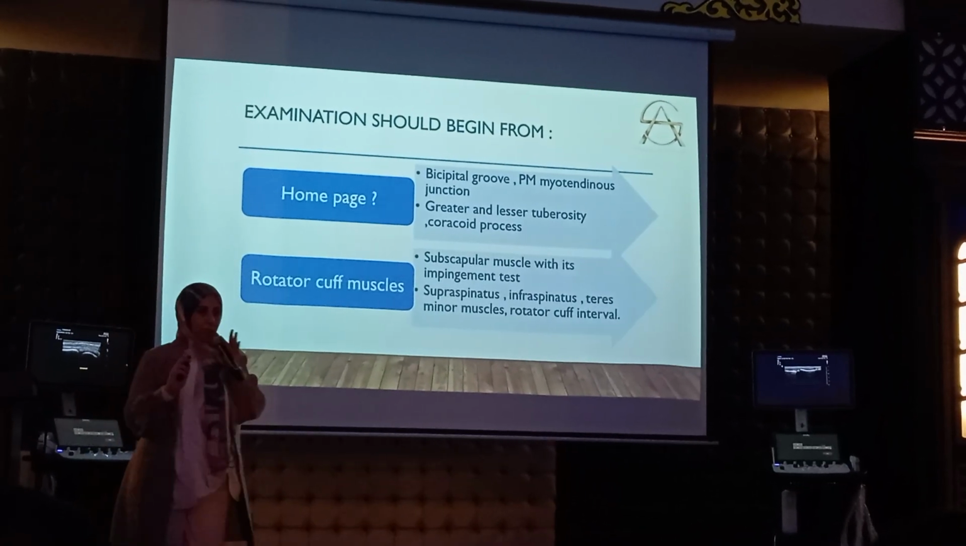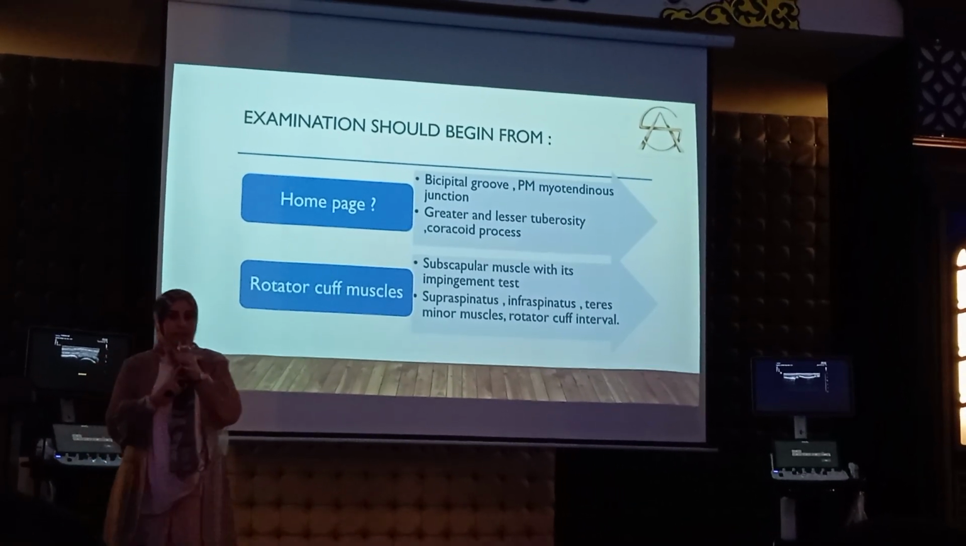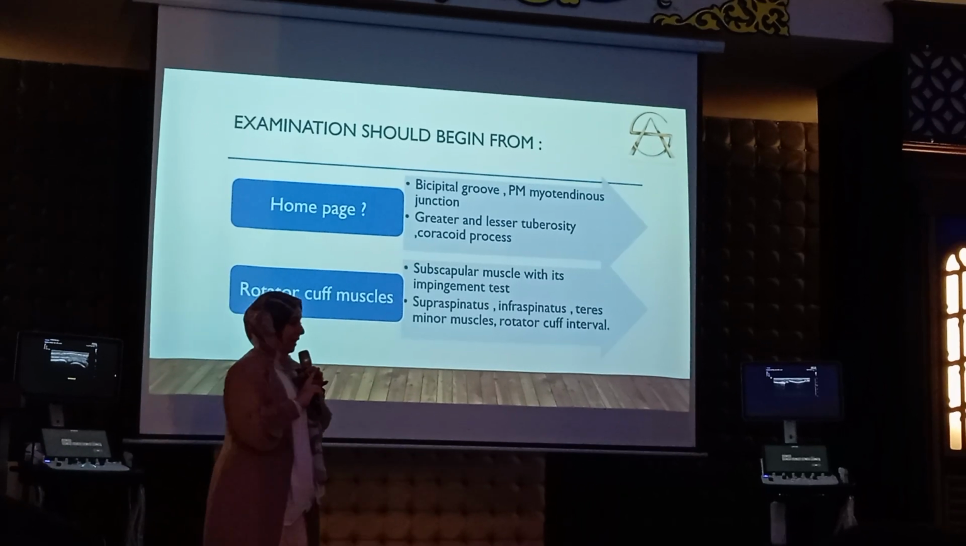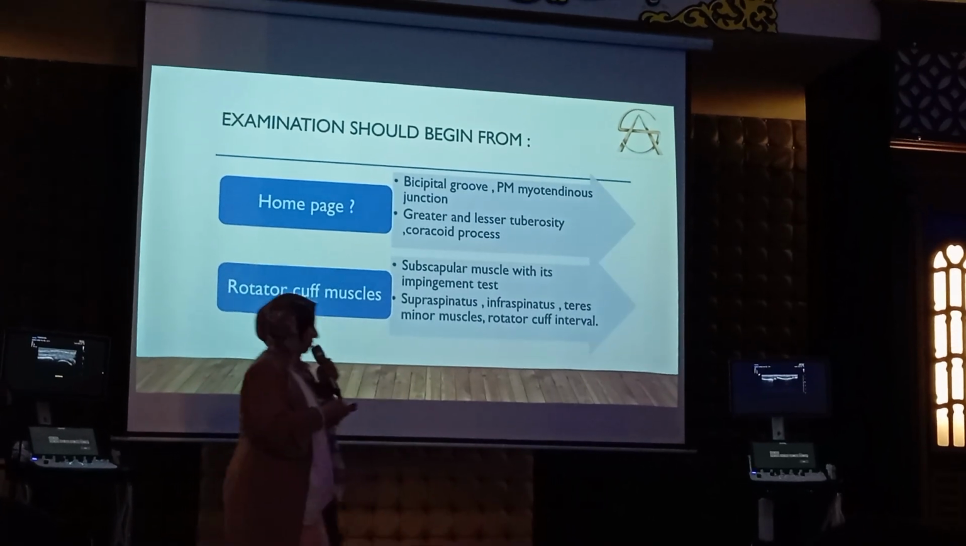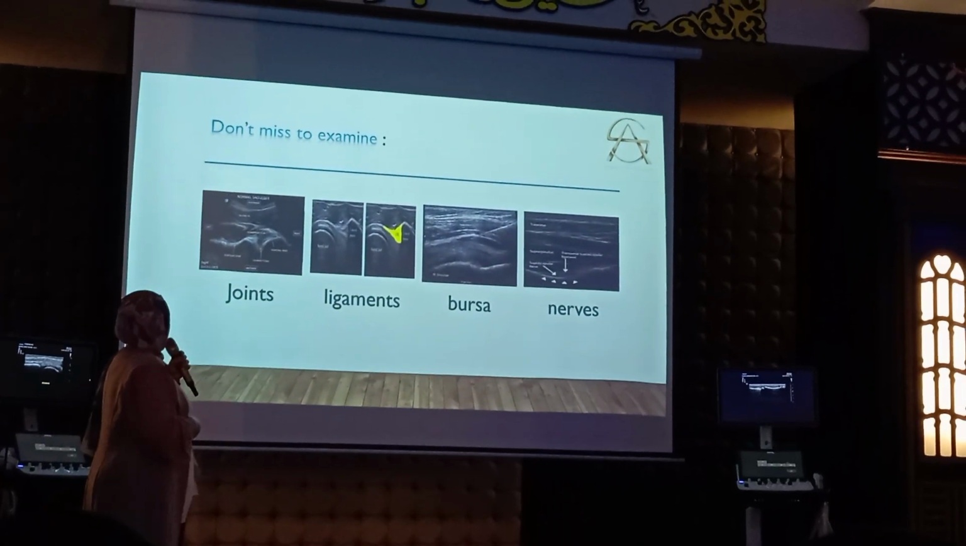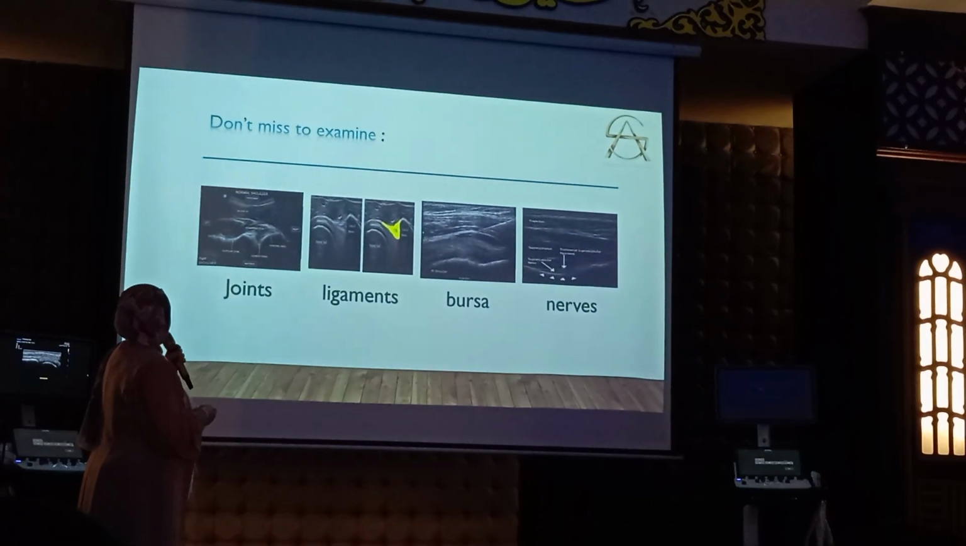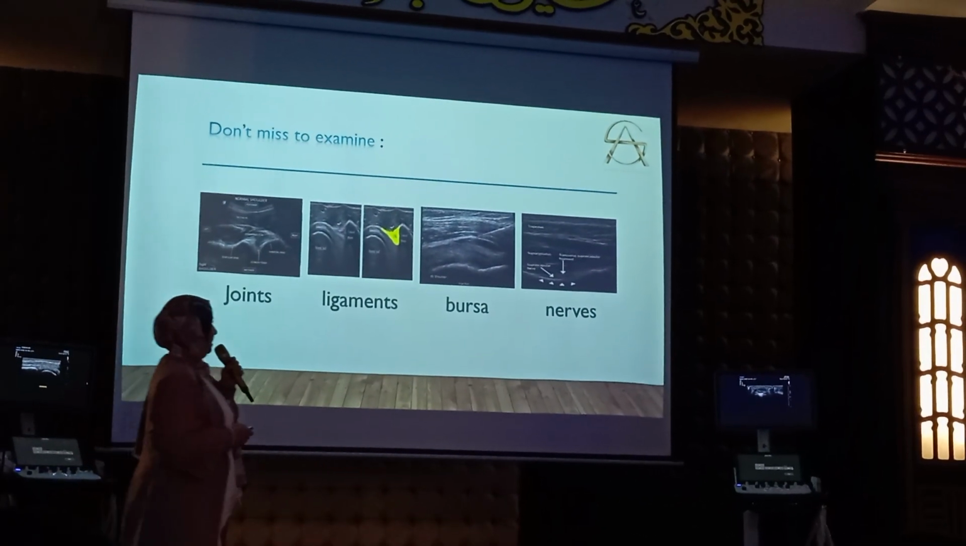The rotator cuff consists of four muscles. These are subscapularis, teres minor, infraspinatus, and supraspinatus muscle. So we divide the notes to examine the joints, ligaments, bursa, and nerves.